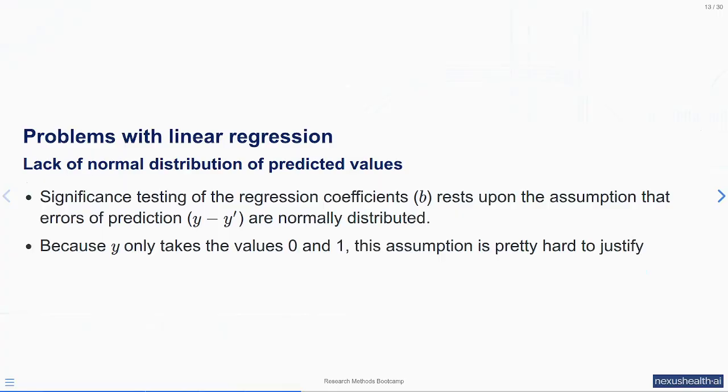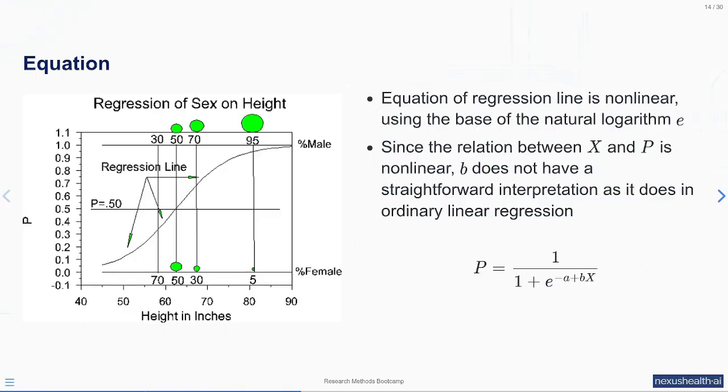The other problem is that the predictor values are not normally distributed, because the significance testing for regression coefficients is based on the assumption that the errors are normally distributed. But this is the problem now. The values of y can only be 0 and 1. So the assumption of normally distributed predicted values or errors of prediction does not hold, cannot be justified.